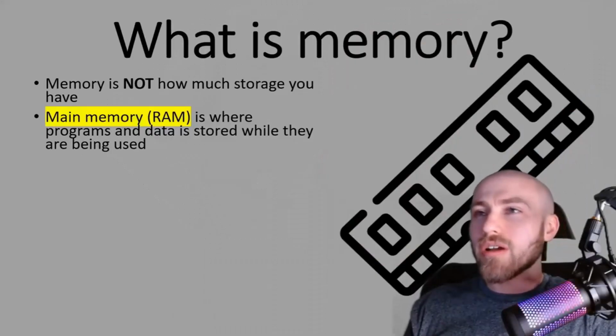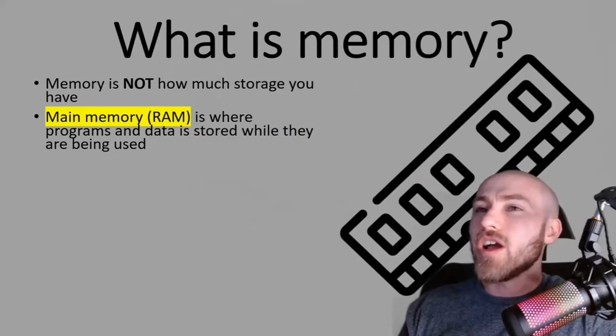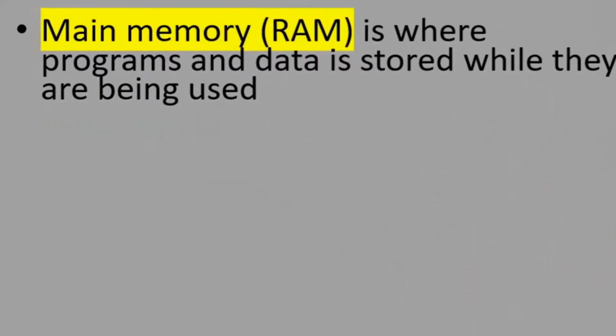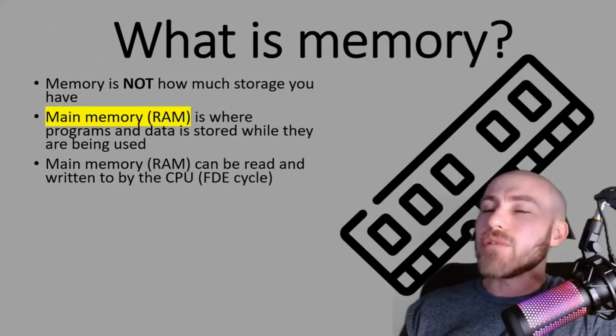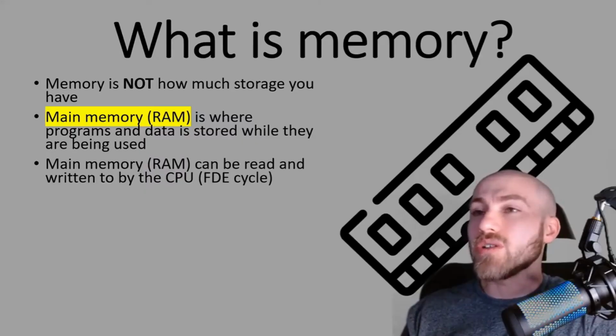Main memory is your RAM. It's where programs and data are stored while they're being used. As we know, we've got our CPU, which works very closely with the RAM, and it will fetch instructions from the open programs that are currently stored in RAM.